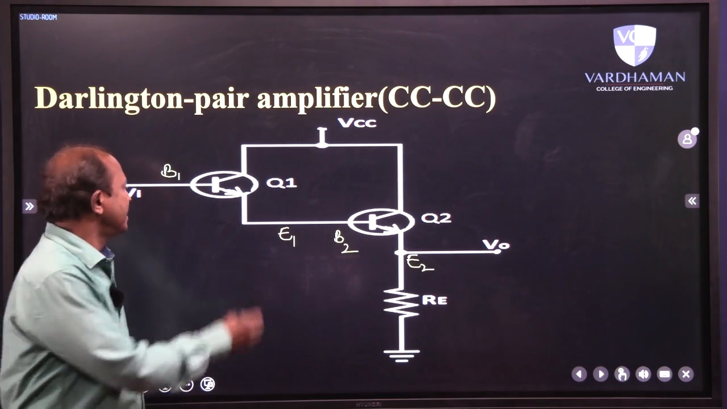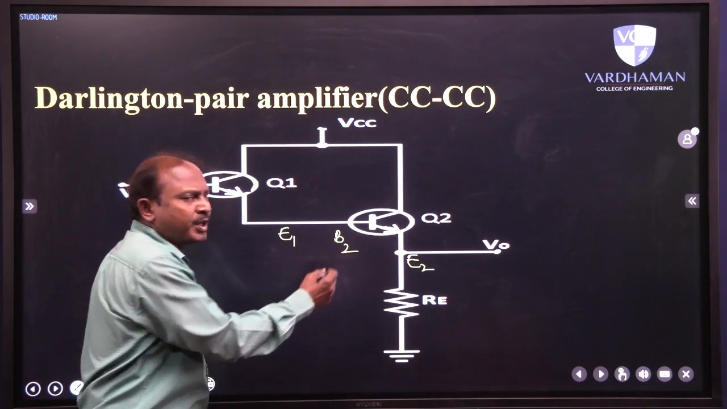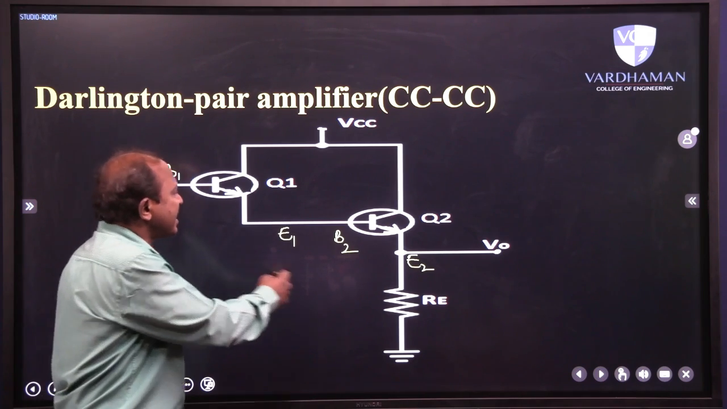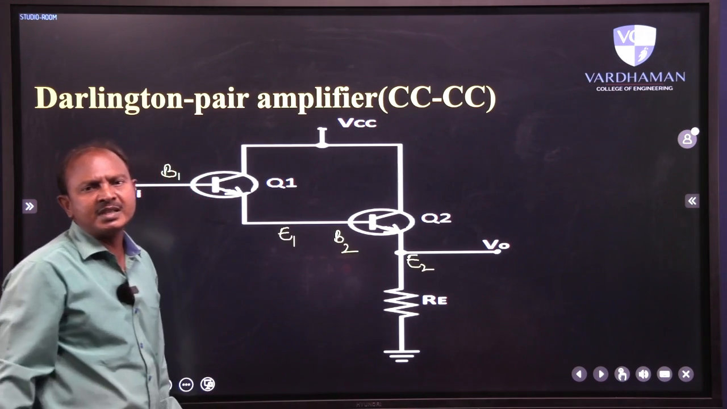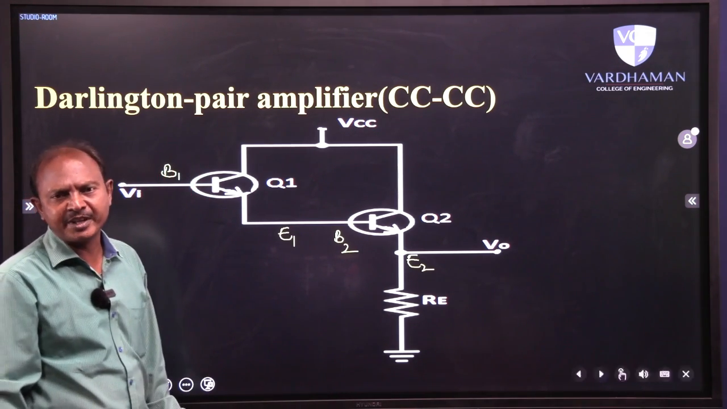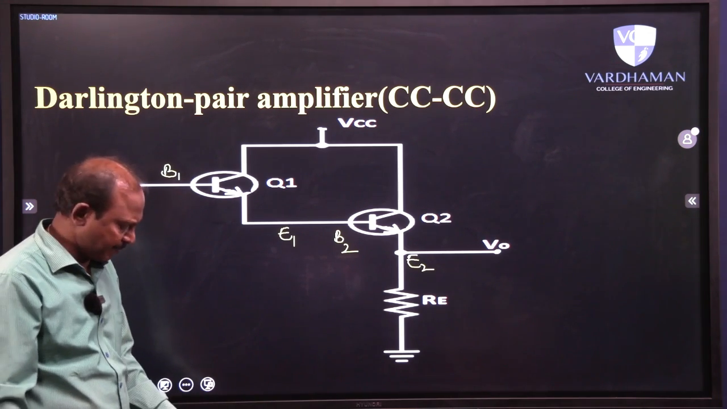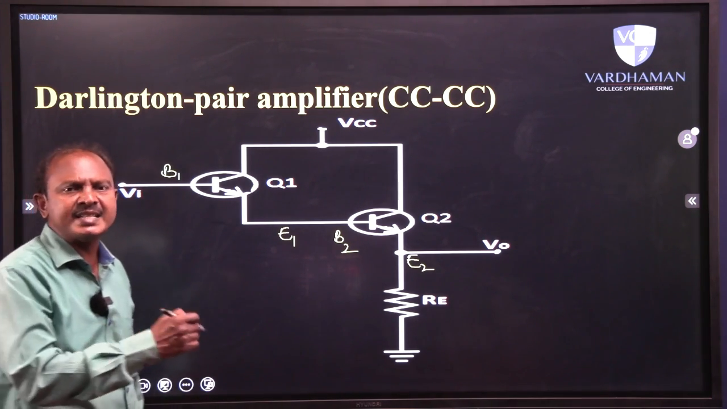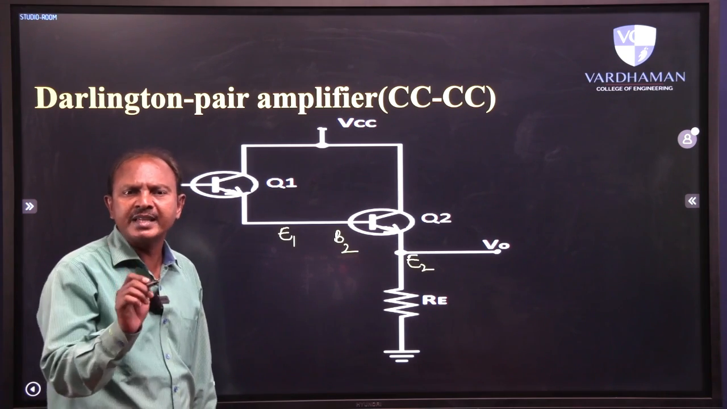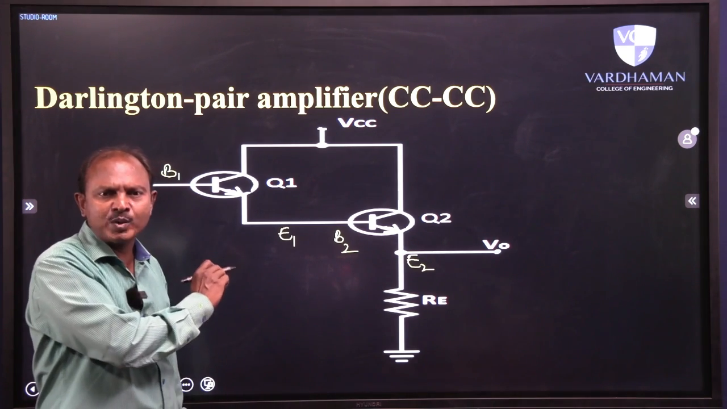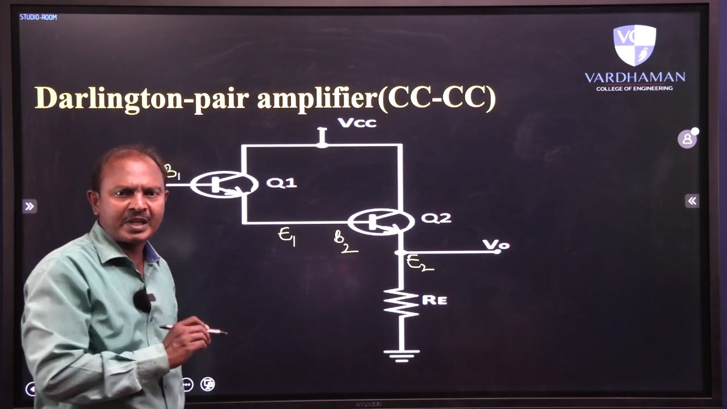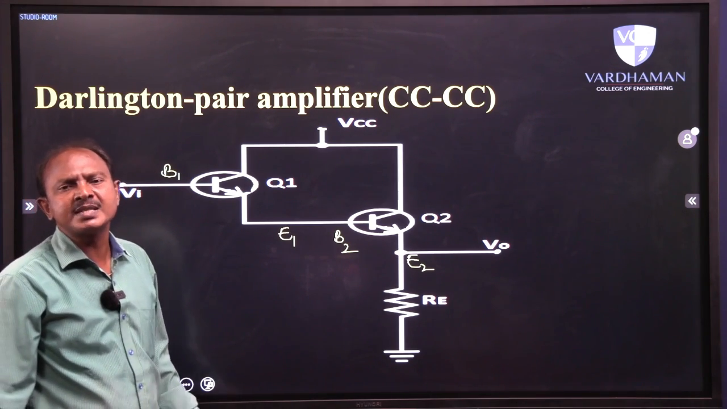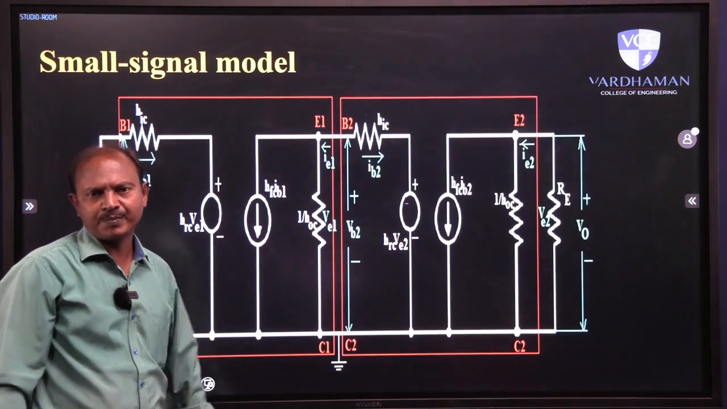So as a result, these two transistors Q1 and Q2 are operated in CC configuration, and this configuration is very familiar with the name Darlington pair configuration or Darlington pair amplifier. Then in the analysis of any multi-stage amplifier, after drawing the first basic circuit, you have to draw the small signal model of the circuit.